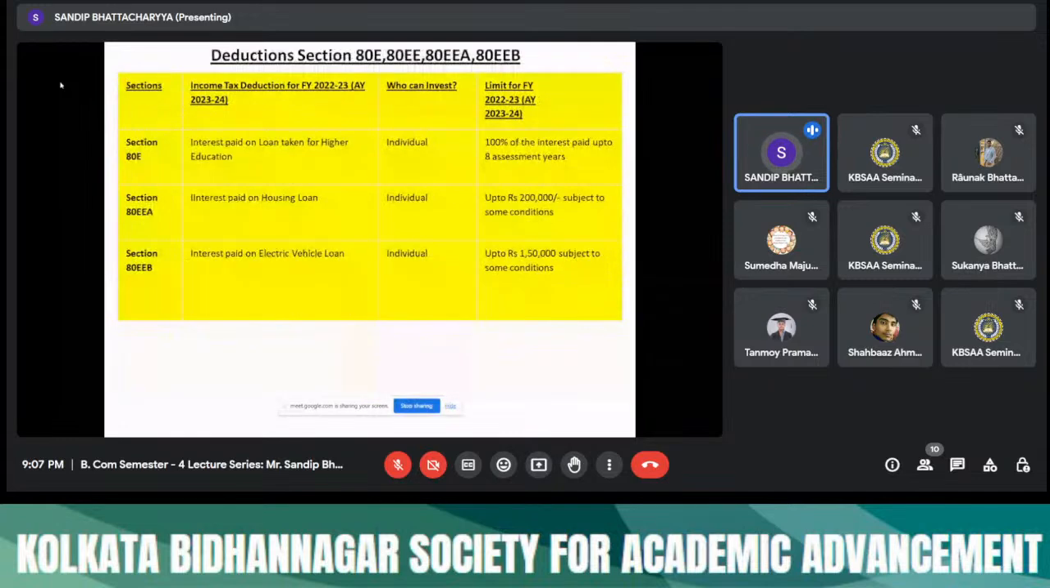Next you can see under section 80E, interest paid on higher education loan. এগুলো আমি পরে আবার আসবো একটা একটা করে। Interest paid on higher education loan, suppose you have taken a loan for higher education for your children, for your family, so you will get 100% interest payment benefit up to 8 assessment years under section 80E. Suppose your family is having one higher education loan, not for you, so that you can get eligible for 100% interest payment up to 8 assessment years.